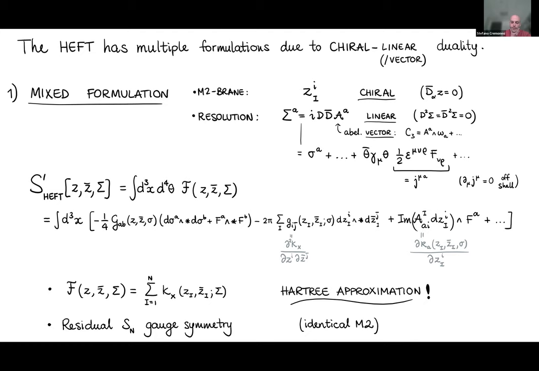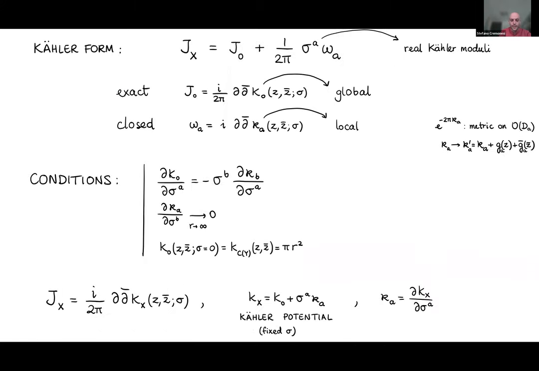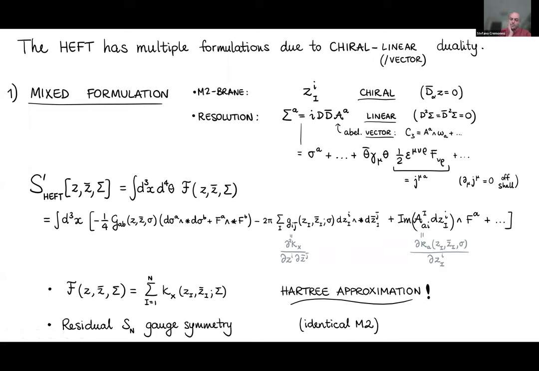And the first nice observation that you can make here is that when you turn the crank of this holographic effective field theory, you'll find that the potential calligraphic F that determines the action is nothing but the sum of the Kähler potentials of the Calabi-Yau evaluated at the positions of the N M2 branes. And incidentally, this is not any Kähler potential, but it's a Kähler potential that satisfies these conditions. So this is a peculiarity of this formulation that we find interesting, essentially suggesting that the holographic effective theory is governed by a mean field created by the N M2 branes. So it's a sort of Hartree approximation. And as we see, this is special to this formulation.